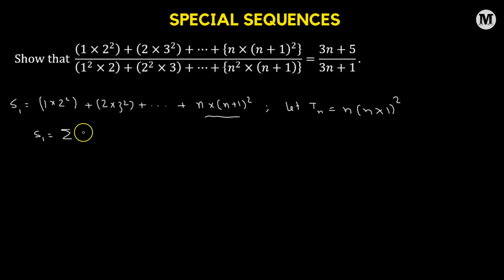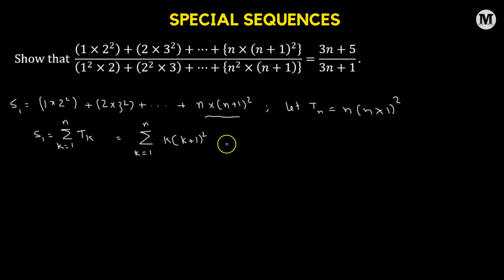So all we have to do is find the summation of Tk, where k goes from 1 to n. That's going to give us the sum of the series. In other words, all we have to do is take the summation of Tk. So we replace the index n with k to get k multiplied by (k plus 1) whole squared, where k runs from 1 to n.